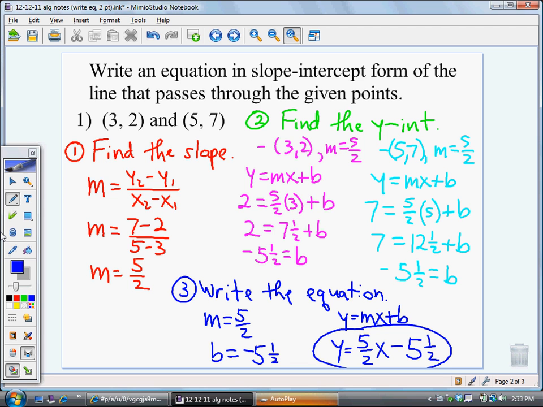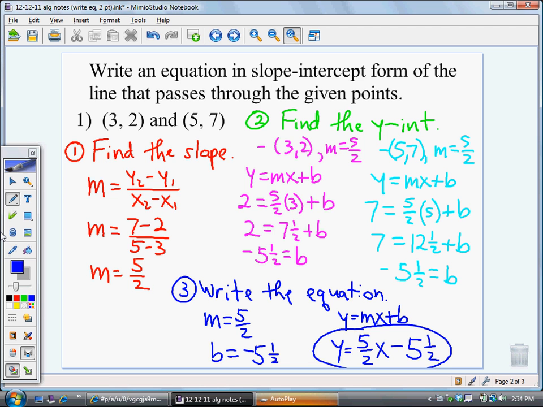The way you check it is take 3 and put it in for x, 2 and put it in for y, and make sure you get a true statement. If we put 3 in for x, we get 5/2 times 3, that's 15/2. 15/2 is 7.5. When you subtract 5.5, you get 2, which is what it was in the first ordered pair. Second ordered pair, you put 5 in for x, 5/2 times 5 is 25/2 or 12.5. 12.5 minus 5.5 is 7. That's the value of y. If your equation works for both points, you're guaranteed that your answer is correct. So that's the answer in slope-intercept form.